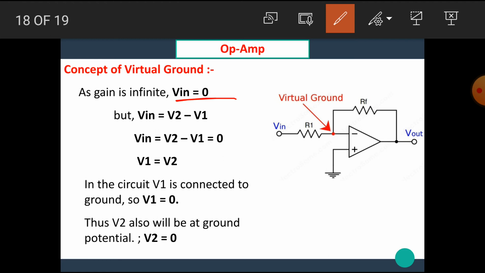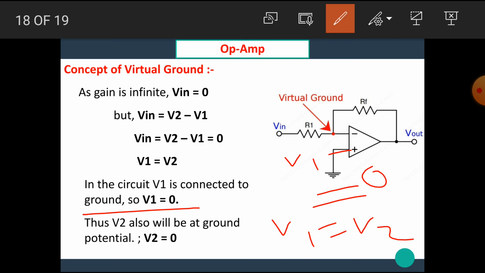But V in is V2 minus V1. Hence, V2 minus V1 is equal to 0. By this, we get V1 is equal to V2. In this circuit, V1 is connected to ground. So, that means this V1 is connected to the ground. Hence, it has the value 0. But V1 equal to V2. Hence, V2 will also be at the ground potential, that is V2 is equal to 0. I hope you all understand this explanation.